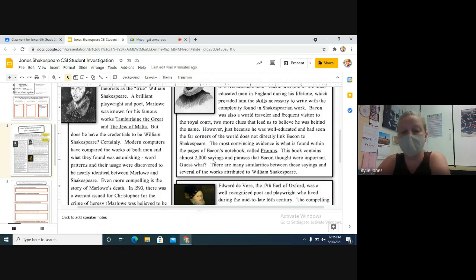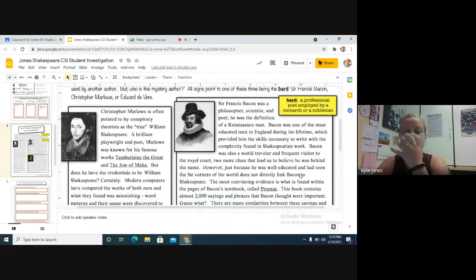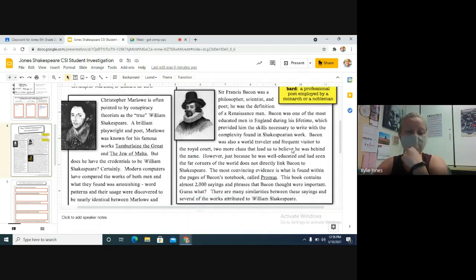This book contained almost 2,000 sayings and phrases that Bacon thought were important. And guess what? There were many similarities between these sayings and several of the works attributed to William Shakespeare. So there's a couple of similarities here. He was really well traveled, so he was able to go see all the royal things that supposedly the real commoner William Shakespeare would not have been able to see. And Bacon also had this notebook with tons of similarities between his writing and William Shakespeare's writing. So that could be another theory that Sir Francis Bacon is actually William Shakespeare.